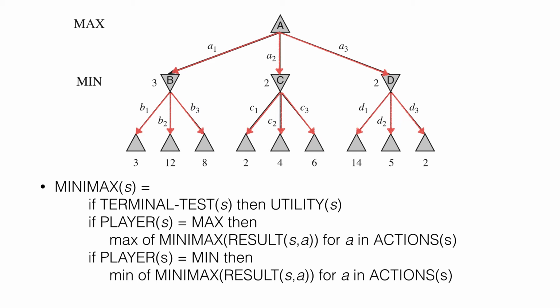So at this point, we have the scores for all of the max player's moves from A, right? A has 3 moves, and its minimax scores for its 3 moves are 3, 2, and 2. Then it's going to choose the maximum value of that, which is 3. That gives us the minimax score of state A.